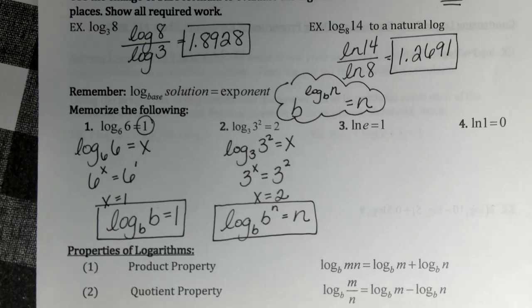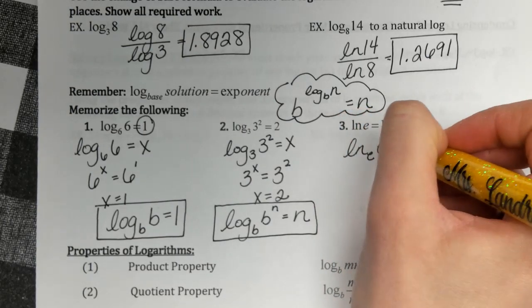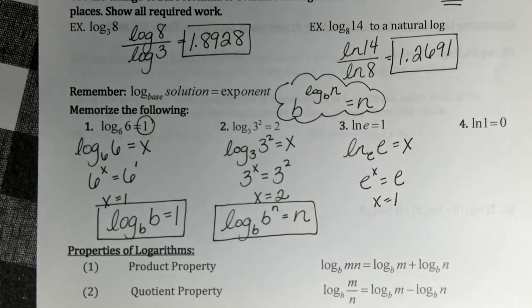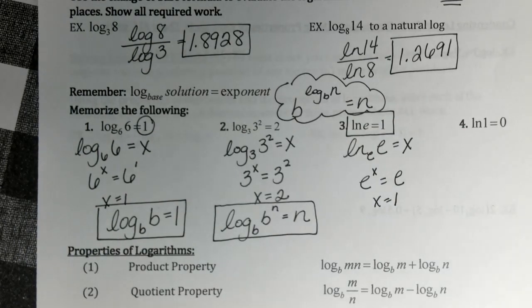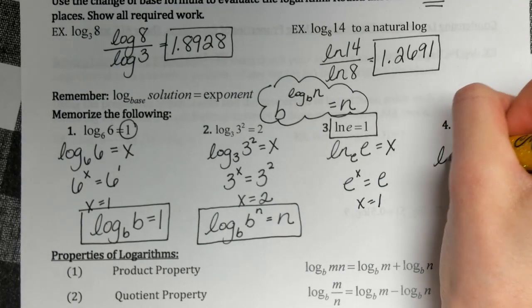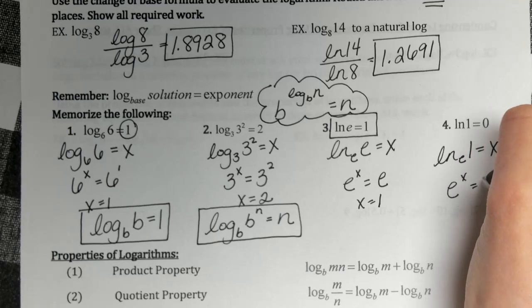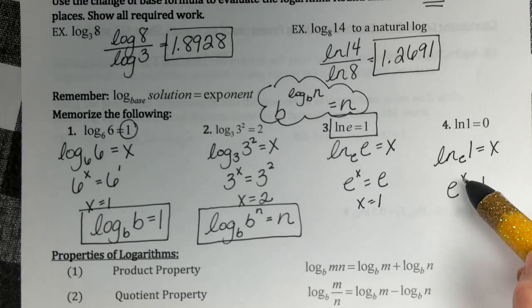Okay? Now, natural log of e is equal to 1. I mentioned that last class also. That's because the natural log has an understood base of e. So e to the x is equal to e. X is equal to 1. So you just need to know the natural log of e is 1. And then the natural log of 1 will always be 0, because if you think about it, you've got natural log of 1 equals x. E to the x is equal to 1. The only way you're going to get a 1 with any random base is if it's raised to the 0 power.